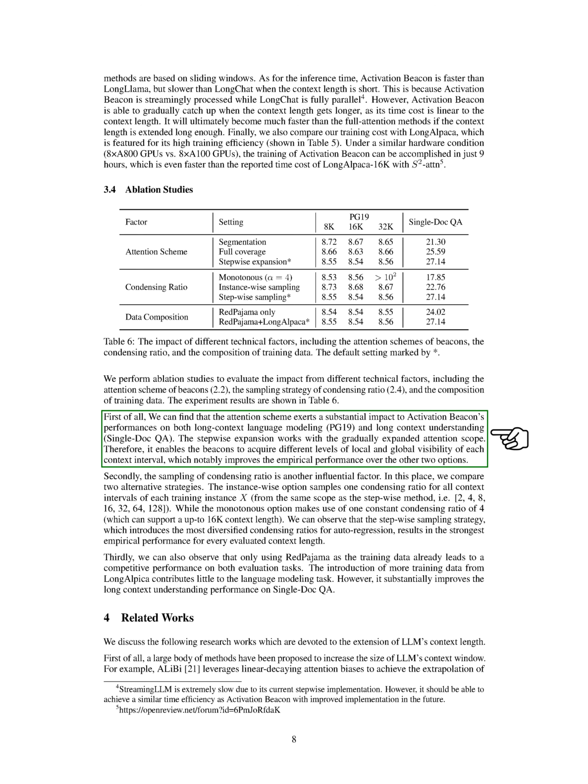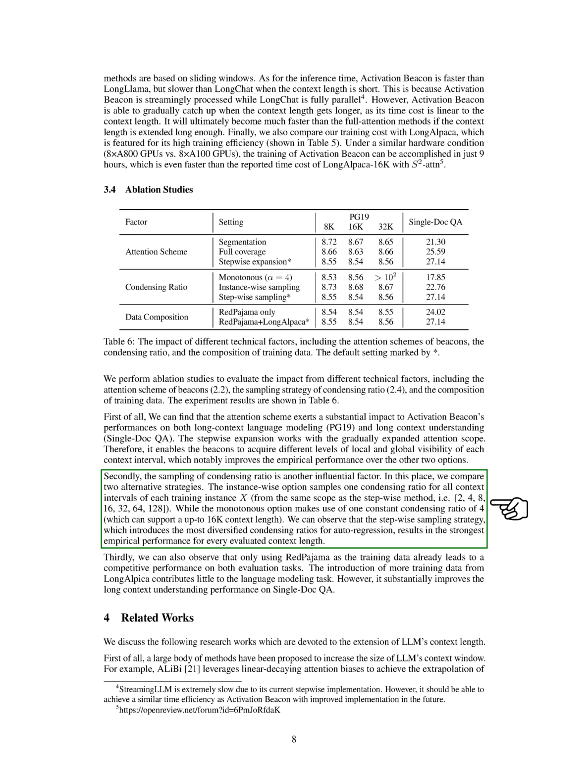The sampling of condensing ratio is another influential factor. We compared 2 alternative strategies, the instance-wise option, which samples 1 condensing ratio for all context intervals of each training instance, and the monotonous option, which uses a constant condensing ratio of 4. The stepwise sampling strategy, which introduces the most diversified condensing ratios for auto-regression, resulted in the strongest performance for every evaluated context length.